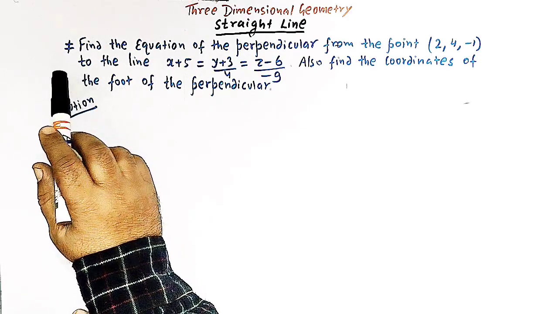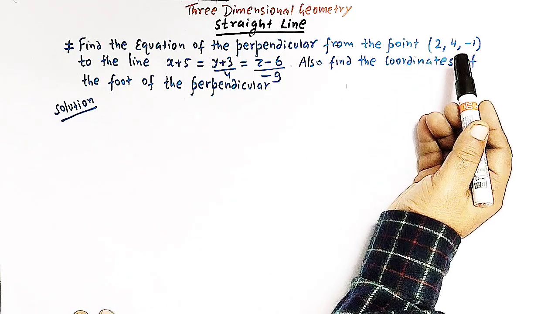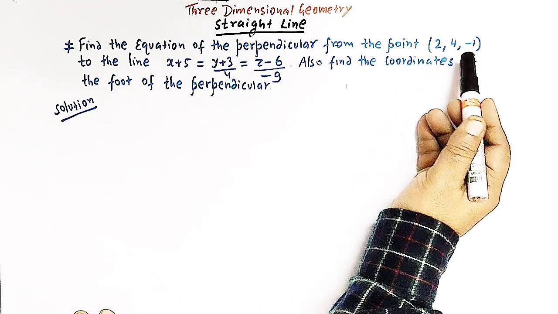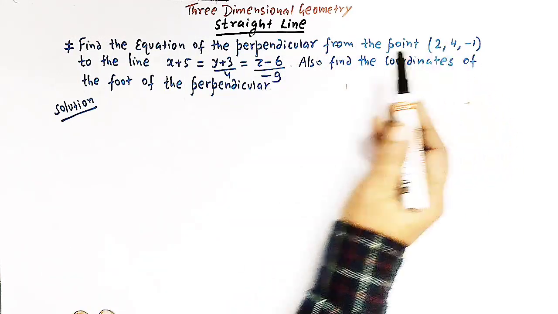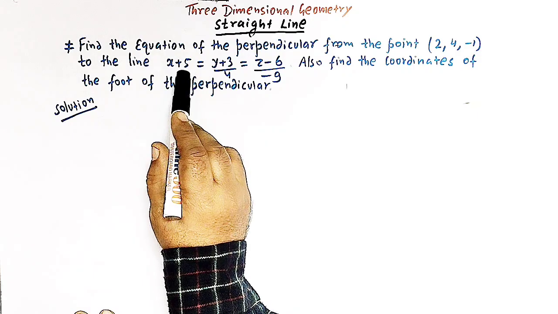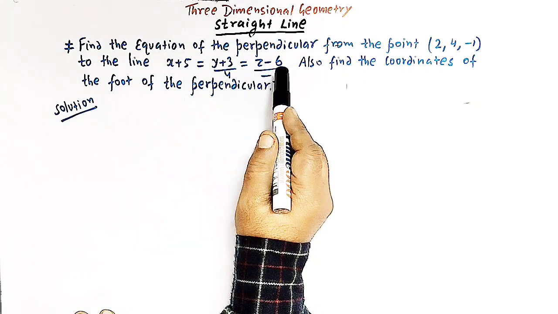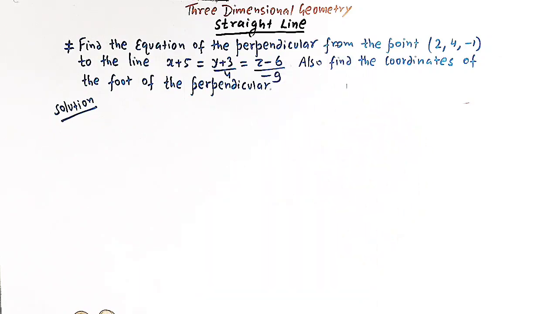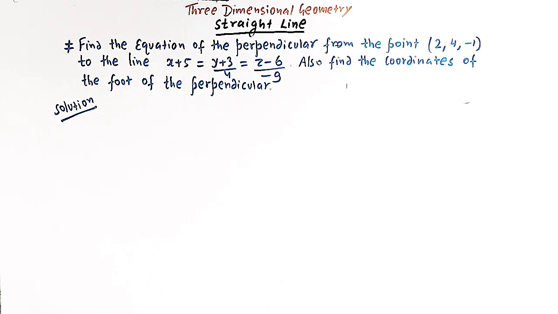So here we have this problem, that is, we have to find the equation of the perpendicular from the point whose coordinates are 2, 4, minus 1, where a perpendicular is drawn from this point to the line whose equation is (x plus 5) over 1 is equal to (y plus 3) over 4 is equal to (z minus 6) over minus 9. And moreover we have to find the coordinates of the foot of the perpendicular, right? So let us first draw a rough diagram to solve this problem.